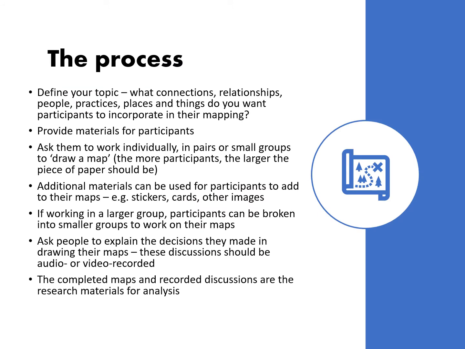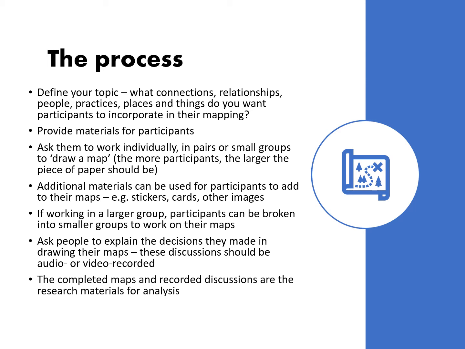The process of doing a map-making project. First, you define your topic. What connections, relationships, people, practices, places and things do you want participants to incorporate in their mapping? You provide materials for participants, so usually it is just pen and paper. You ask them to work individually, in pairs or small groups to draw a map. And the more participants you have, the larger the piece of paper should be so that they can work on the map together.